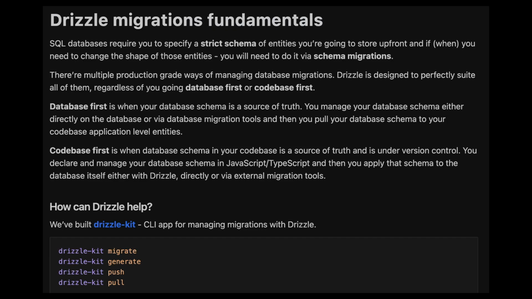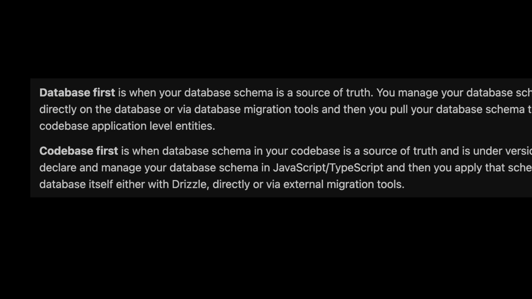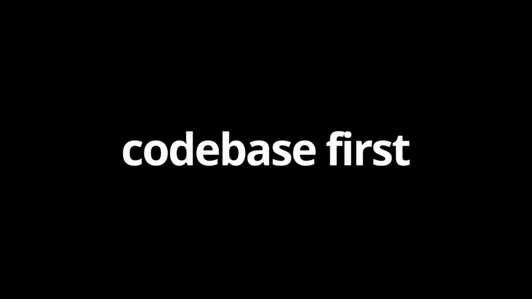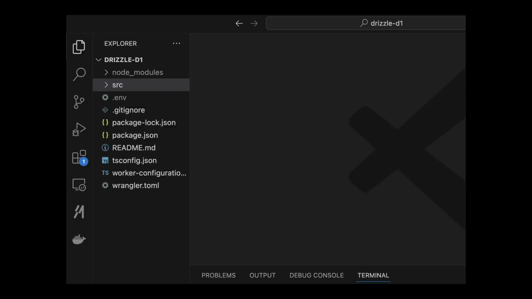The core focus of this video will showcase patterns on how you can improve the process of managing your schemas with Drizzle. We will do so by illustrating two concepts found in Drizzle's migration docs. These concepts are database first versus codebase first schema management. We will first start by taking a look at a codebase first schema management example. Let's head over to an existing TypeScript project and get Drizzle set up.